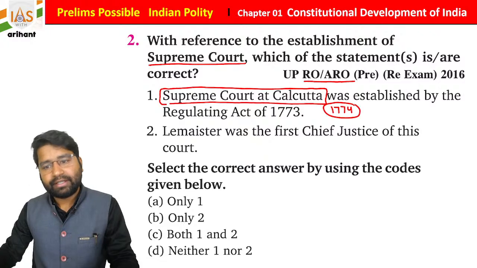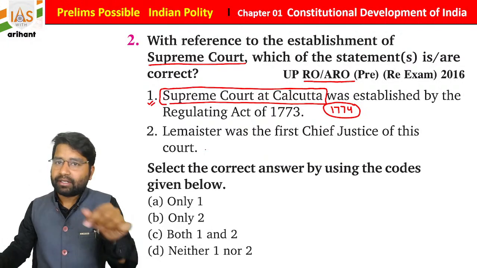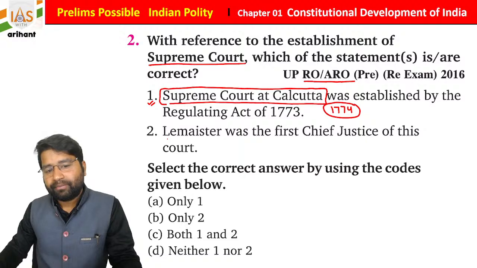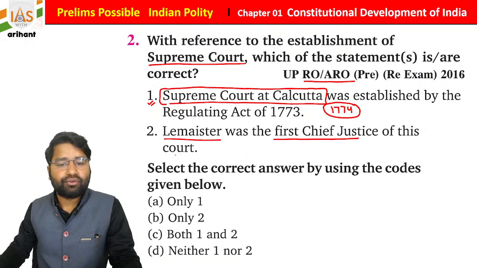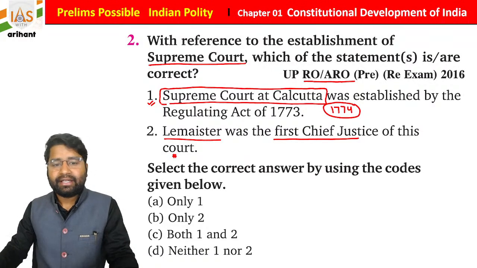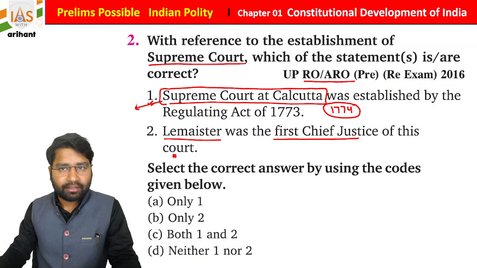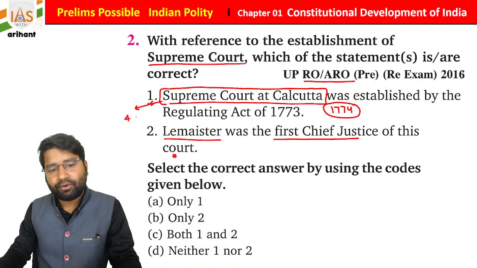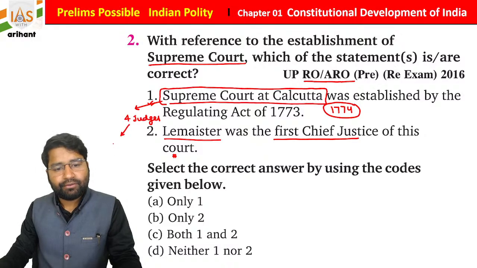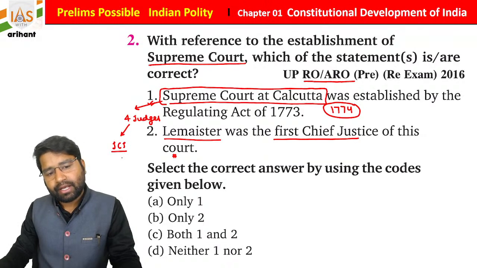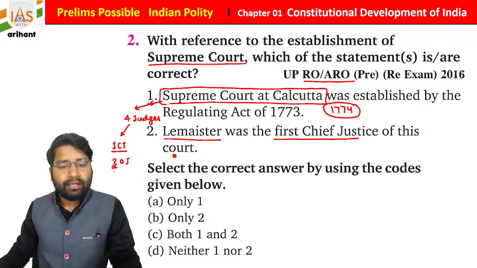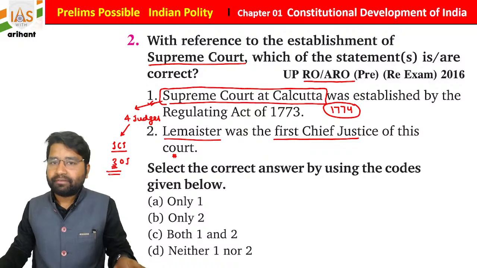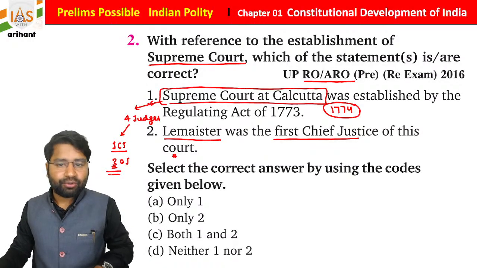So now you know, yes, it is correct. Now there's another statement here: Lester was the first chief judge of this court. Now you all know in the Supreme Court of Calcutta, under the Regulating Act, there was a provision for 4 judges. Out of these 4 judges, 1 was chief judge and 3 were other judges, students. So we already know who was the first CJ of the Supreme Court at Calcutta.